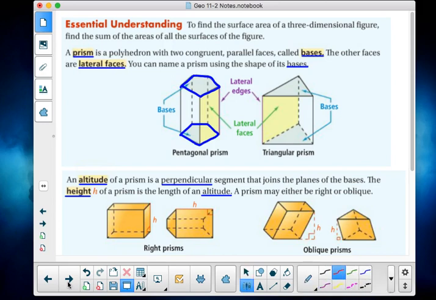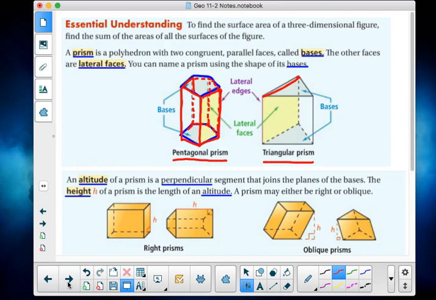So these faces here are my lateral faces in this particular shape, and the ones behind and back here. Now remember, they use dotted lines to represent the sides that you can't see, but the red is the lateral surfaces. Those are lateral faces. You can name a prism using the shape of its base. So that's why this one is called a pentagonal prism, and this is a triangular prism.